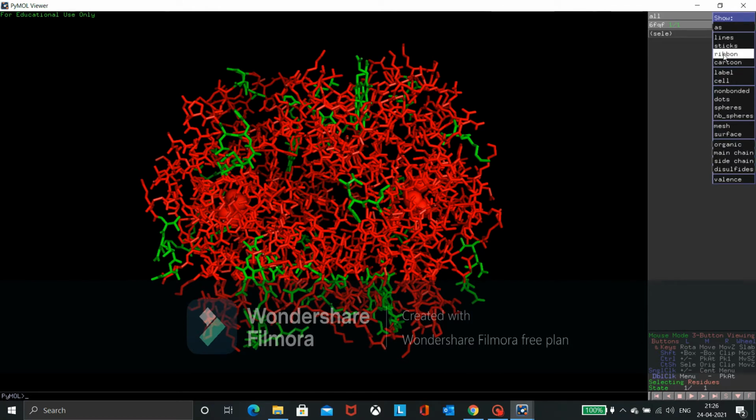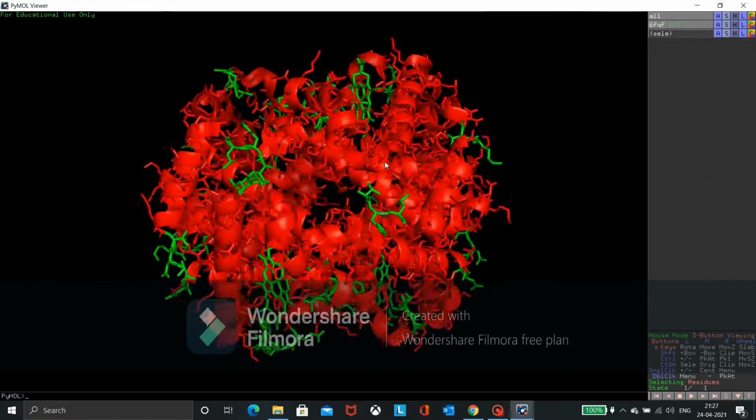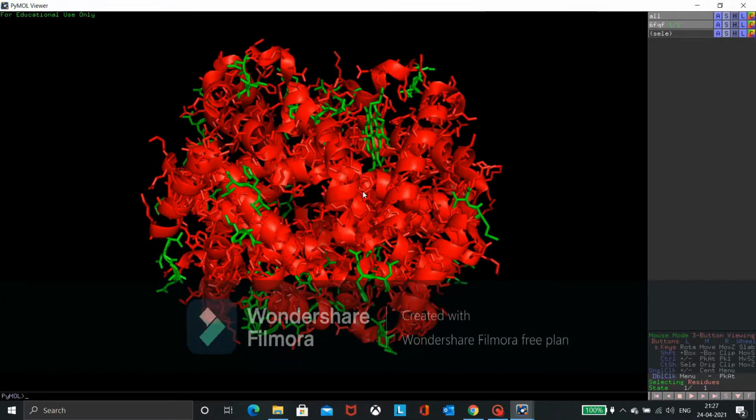Okay, so this is the whole complete hemoglobin molecule. This is how complex the molecule is.